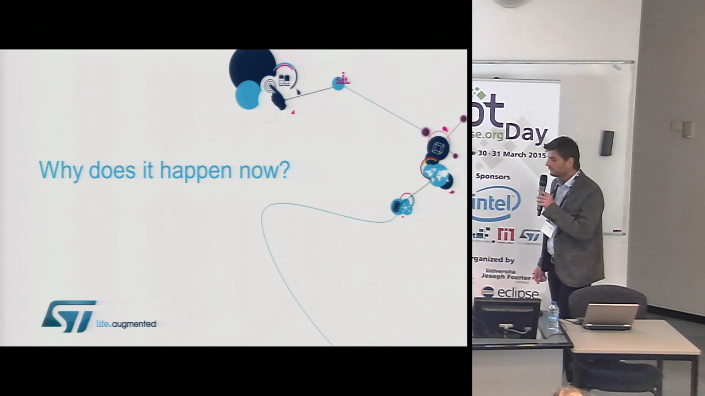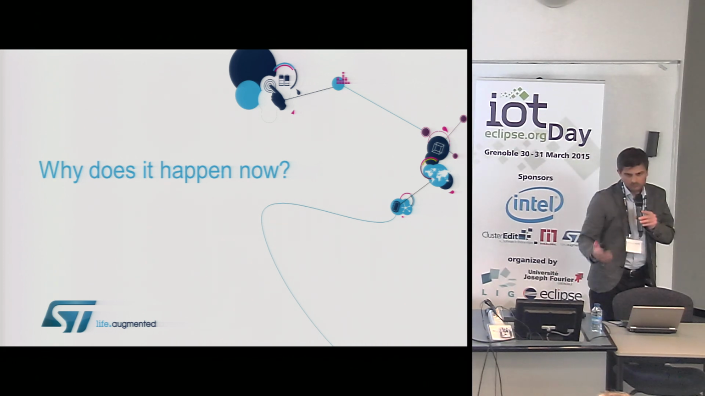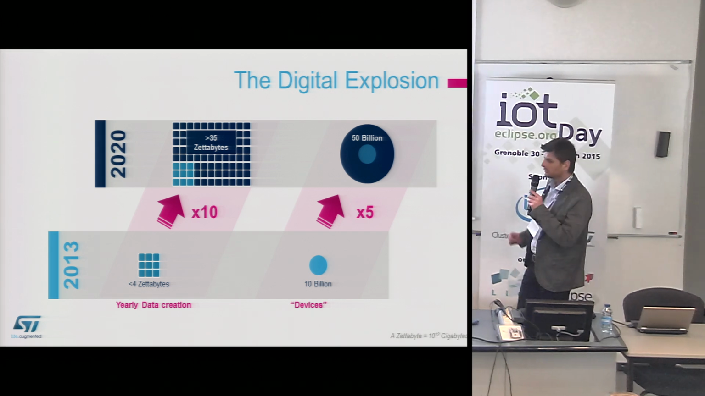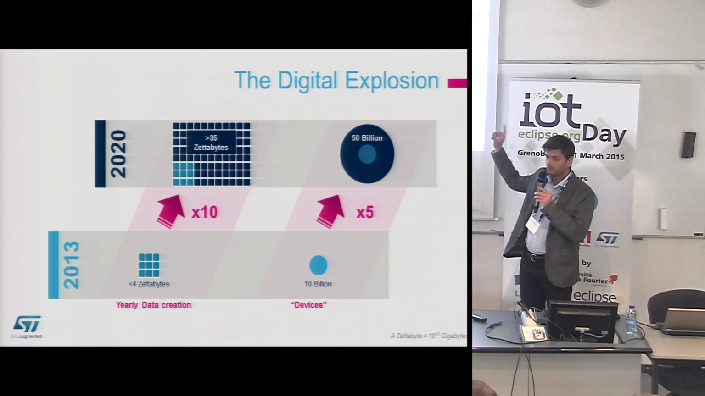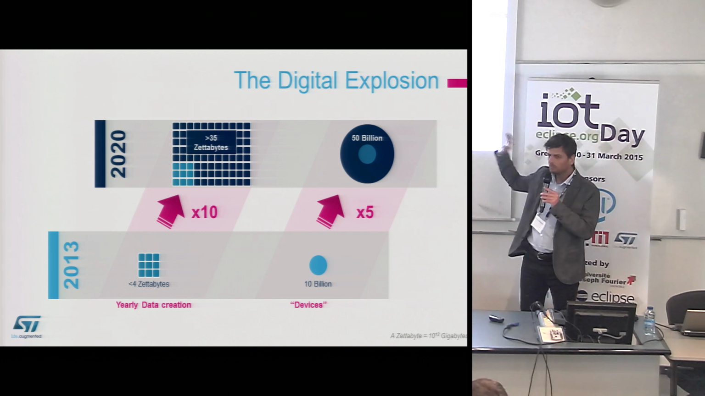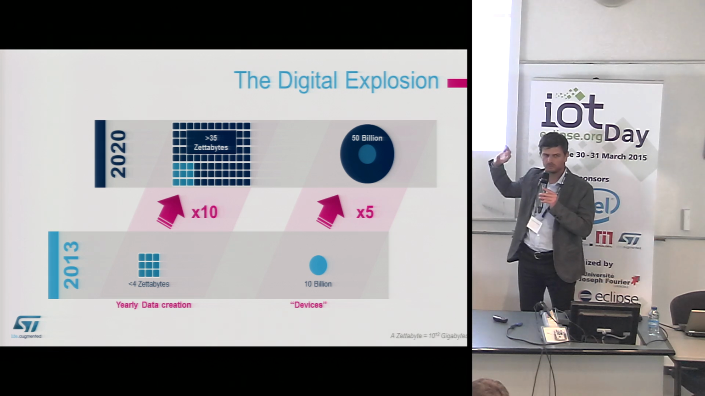So, in a few words, what is happening now? It will be quite obvious, things that have already been presented before. Even the figures are the same, so it's quite good. You have a proliferation of devices, of things that are connected in one way or another.